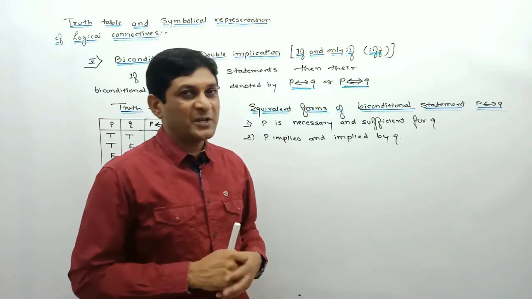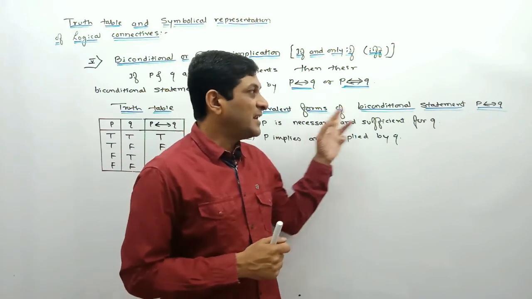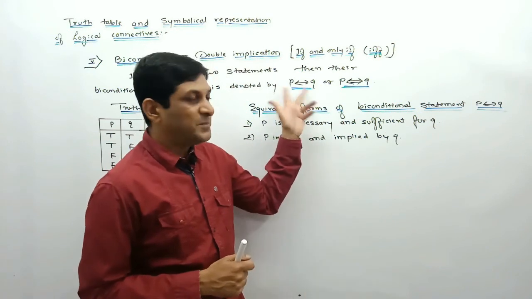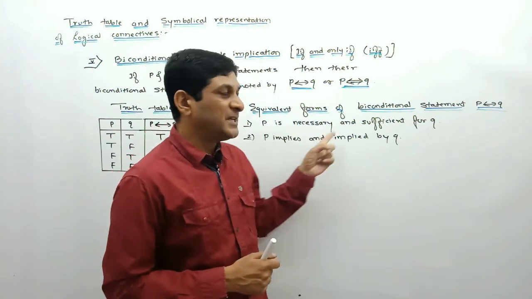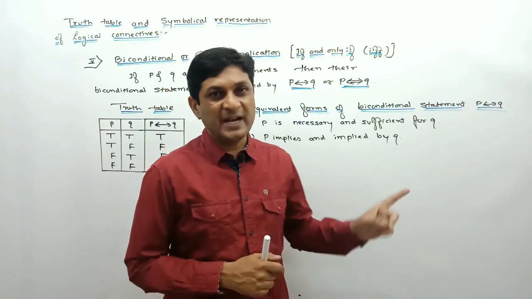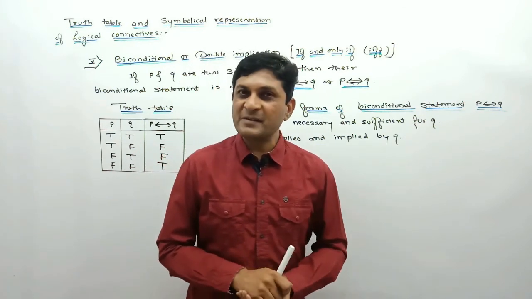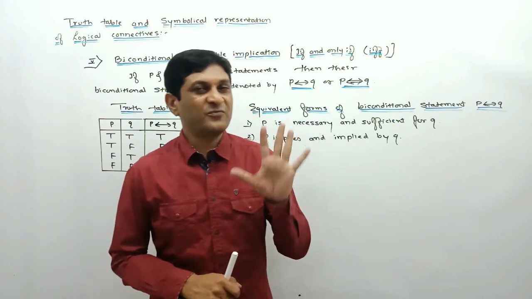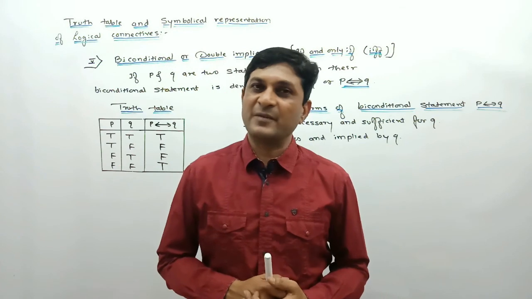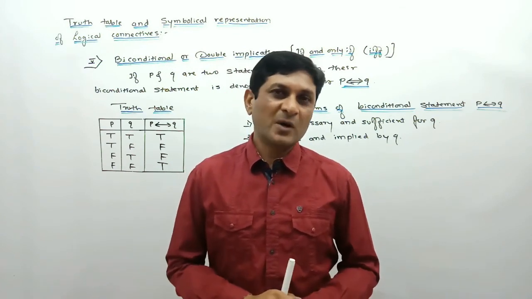Now let us discuss equivalent forms of this biconditional statement. The given statement P if and only if Q can also be written as P is necessary and sufficient condition for Q, or P implies and is implied by Q. So all these are ideas about the symbolical representation and truth table of our five logical connectives. Using this result we have to solve the remaining example from exercise 1.1. So this example we will solve in the next video.